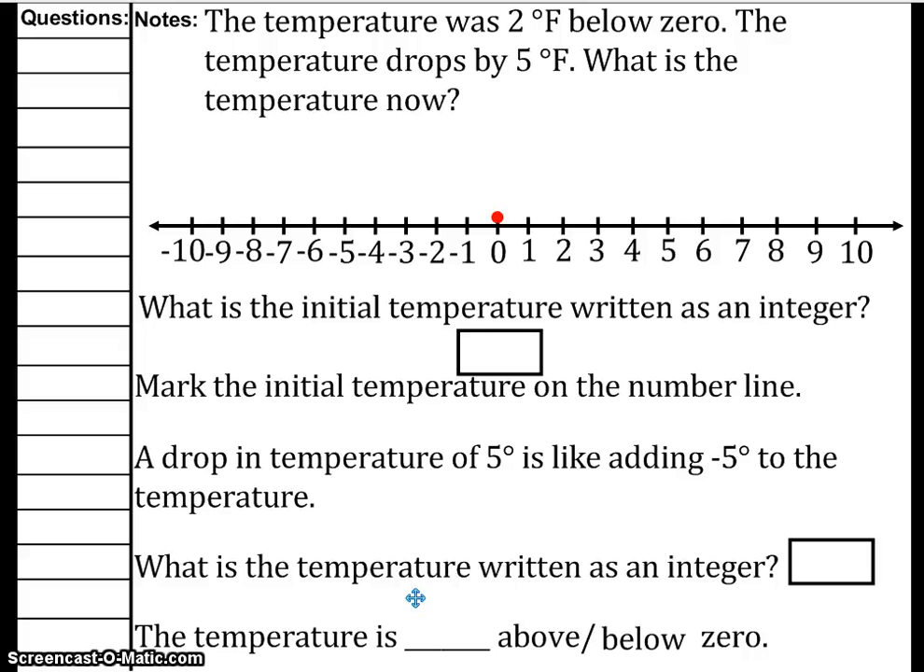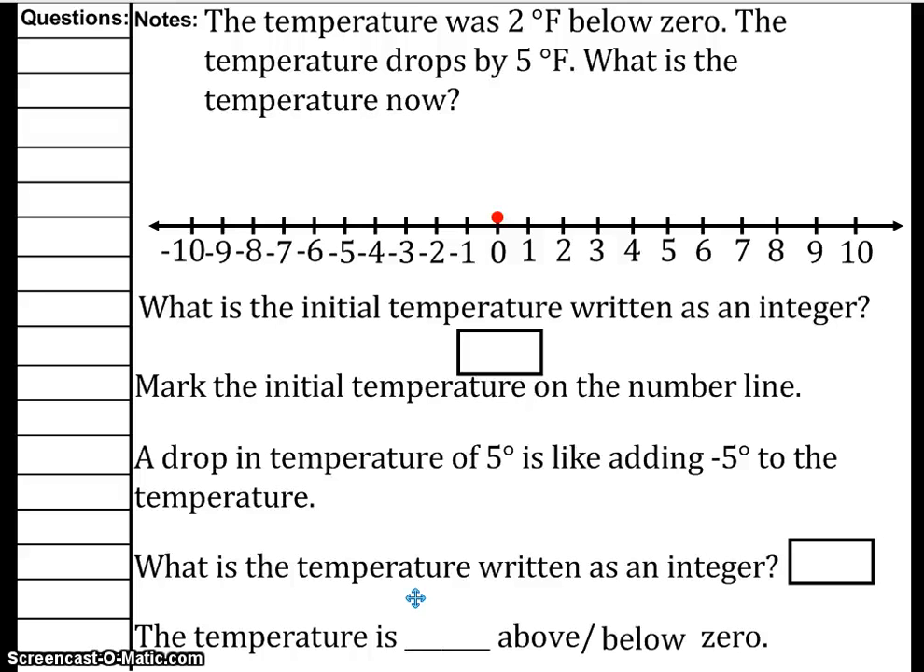Let's look at it using a number line. We're going to use this word problem right here. The temperature was 2 degrees Fahrenheit below zero. The temperature drops by 5 degrees Fahrenheit. What is the temperature now?